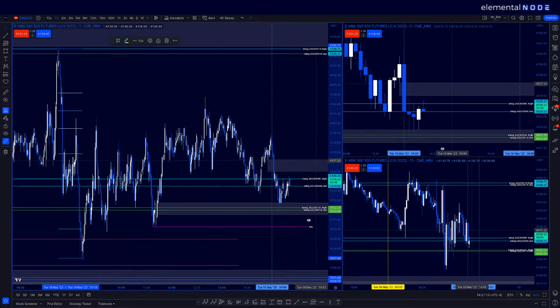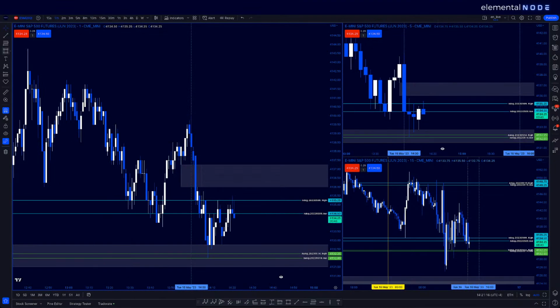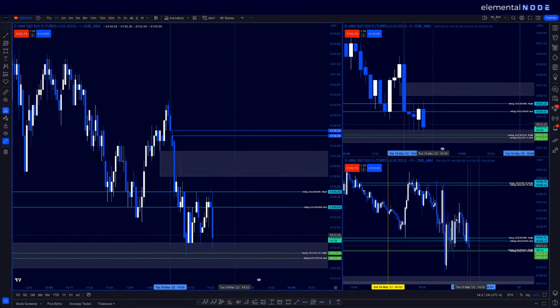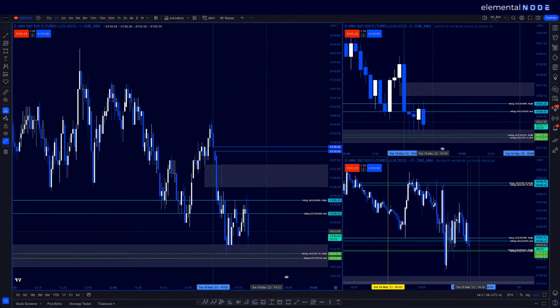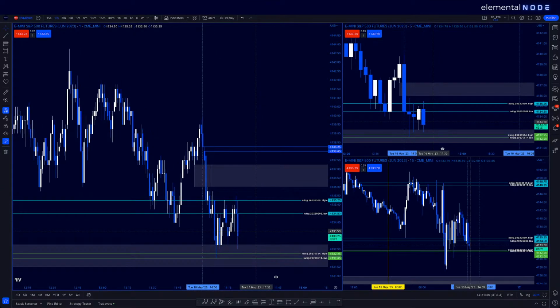We do have an imbalance here. Okay, have a little bit of a displacement here. Want to see it rip right through there. Tempted to take another trade here. Take out that sell side liquidity, if it closes the way I want it to.